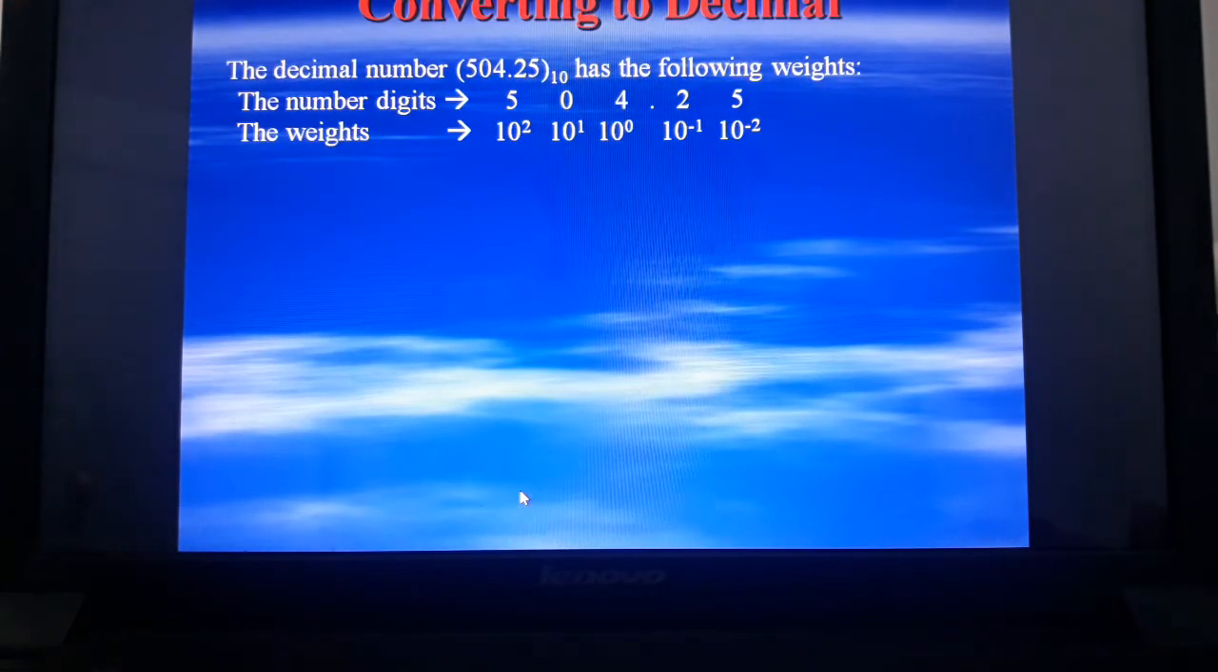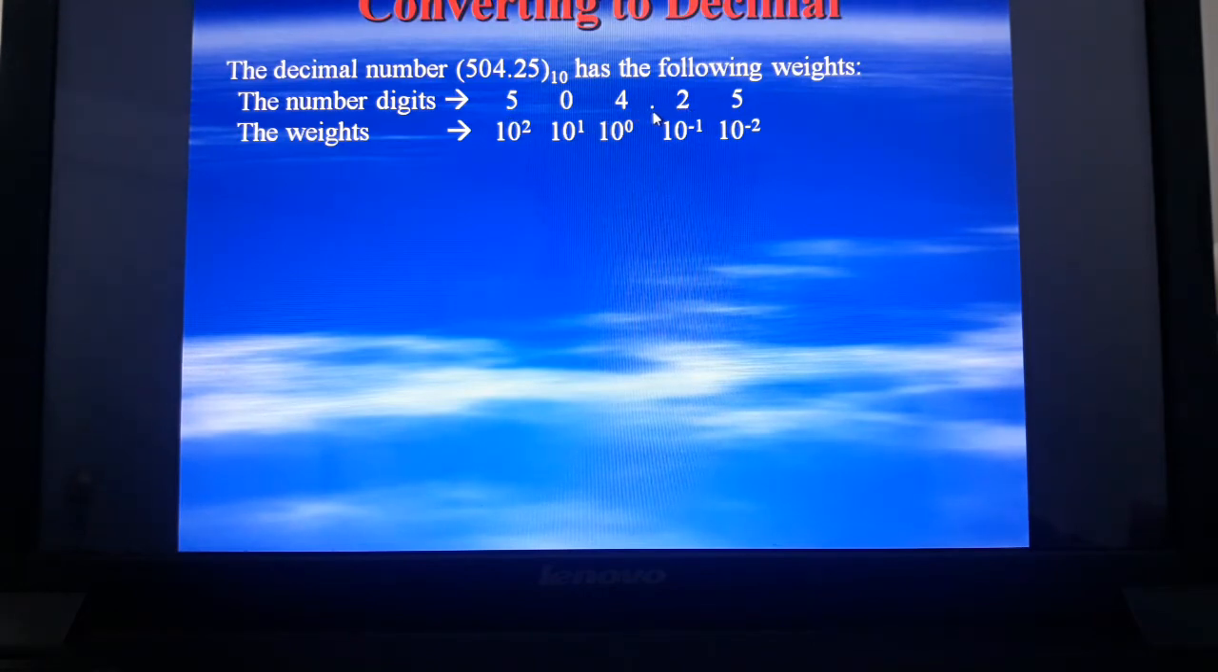To convert to decimal, the example 504.25 is considered. Then the subscript 10 denotes that the number is in a decimal system. The number digits are 5, 0, 4, then the decimal point, then 2, 5 is the fraction.